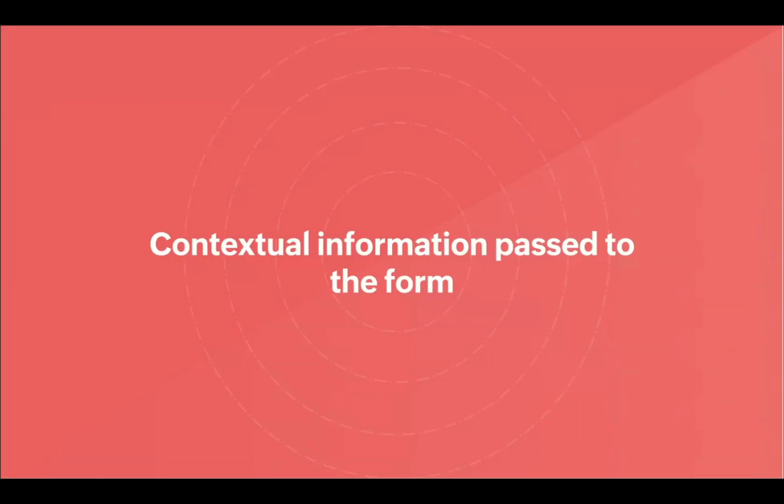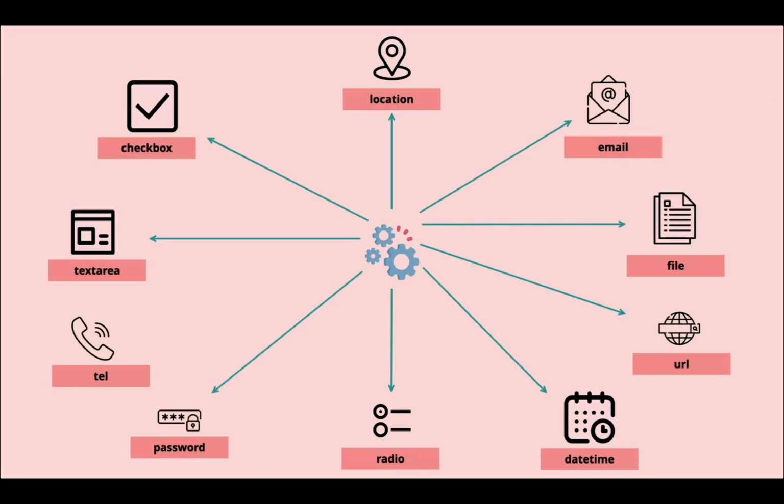Let's move on and take a look at the contextual information that is passed to the implementation of the form that makes it dynamic. There are a lot of different contextual data that are passed to the implementation of the form controller, and I've listed a few on the screen for you. We have inputs like location, email, radio, password, telephone, text area, checkbox. We have hidden, we have dynamic select. We have all of these different options available as inputs for your form controllers.